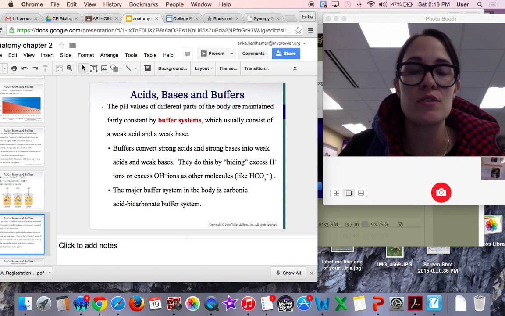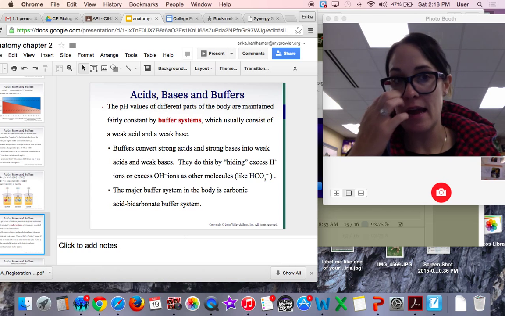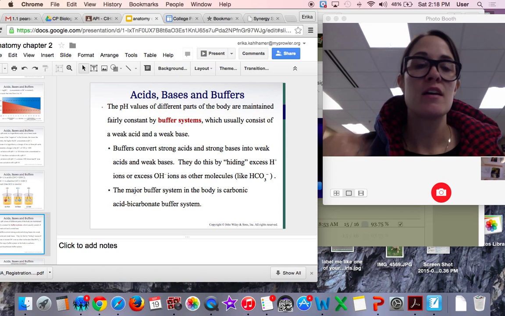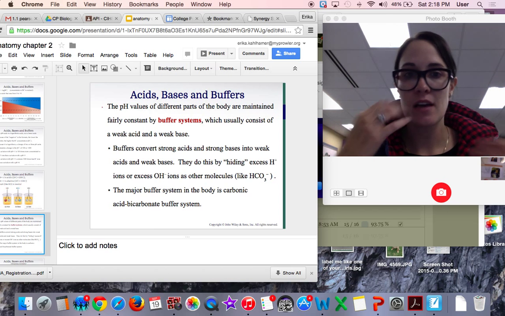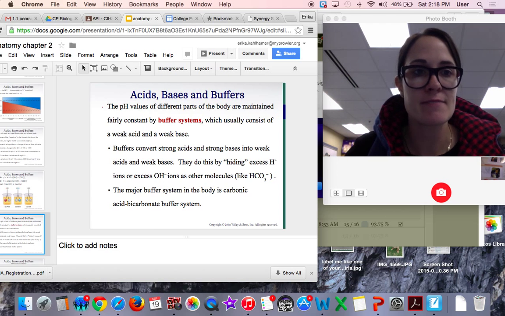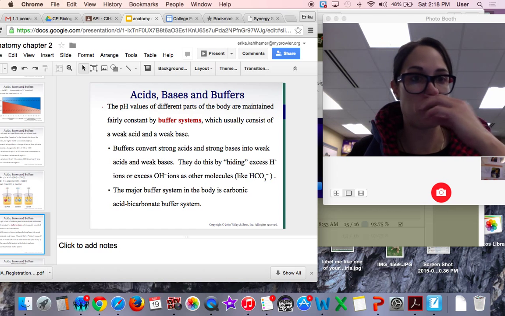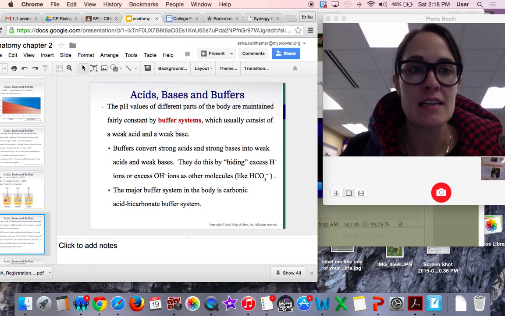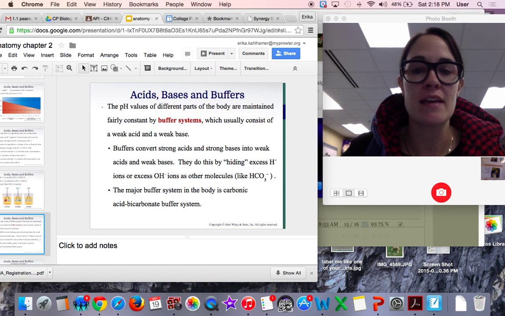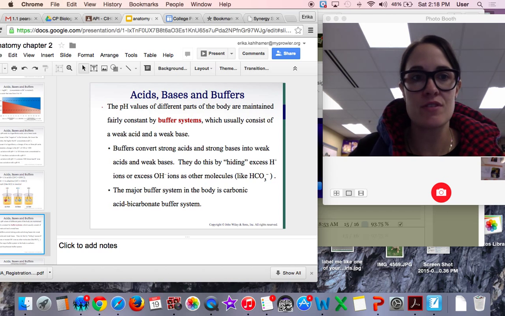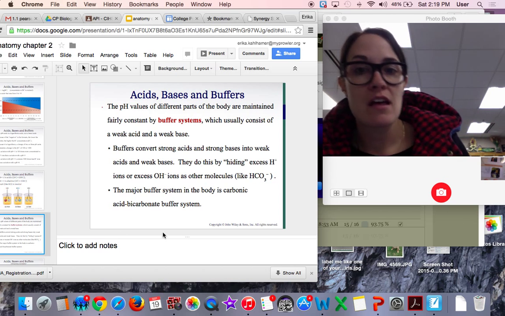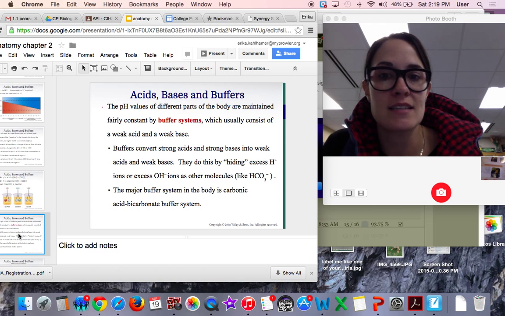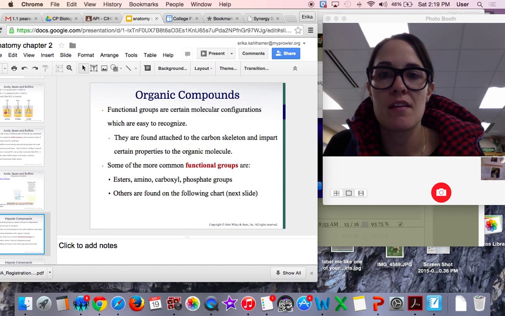Let's say you've taken a strong acid like Mountain Dew. Your body will then convert that strong acid to a weak acid by hiding excess hydrogen ions. Or they can take excess hydroxide ions. So if you take in bleach, which has a high pH, meaning it's a base, it will release hydrogen ions to protect your body. The major buffer system is called the carbonic acid bicarbonate buffer system.